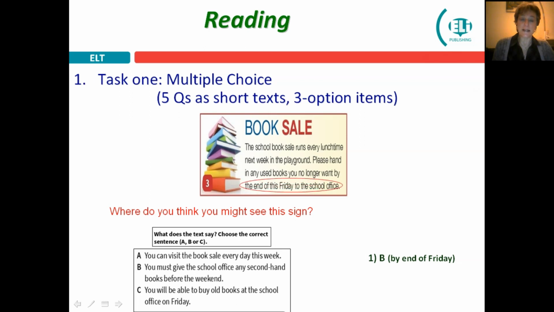Why? Because in the text, it talks about handing in books by the end of this Friday. And in option B, it talks about before the weekend. Option A is not correct because option A talks about visiting the sale this week. But on line 2, it talks about the sale running next week. Option C is not correct because it talks about buying old books at the school office. No, the used books are to be taken to the school office, but not to buy them, because we can only buy them next week in the playground.